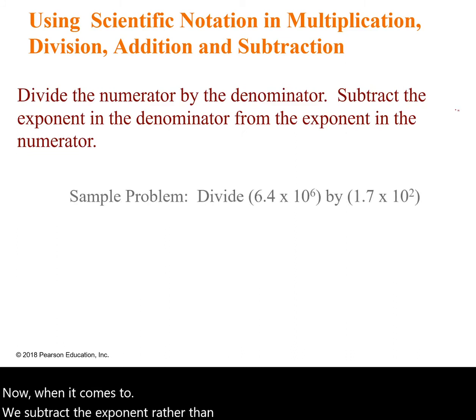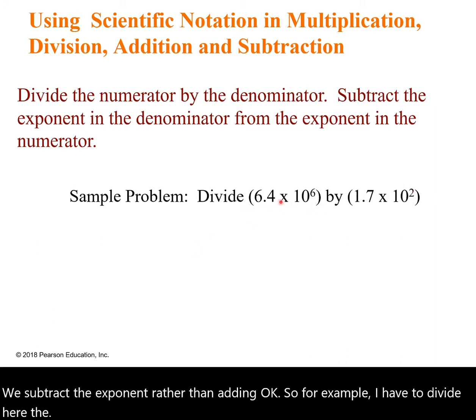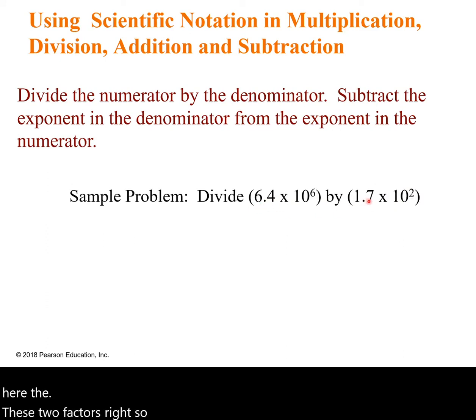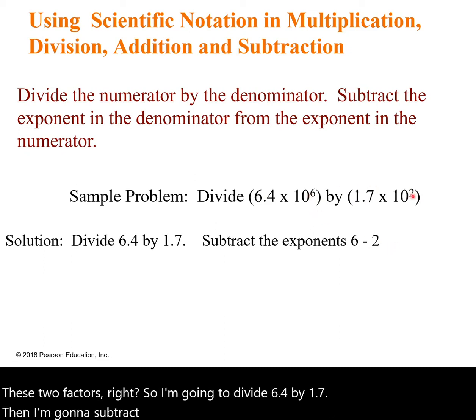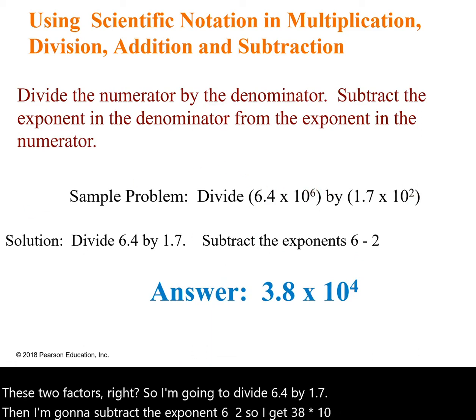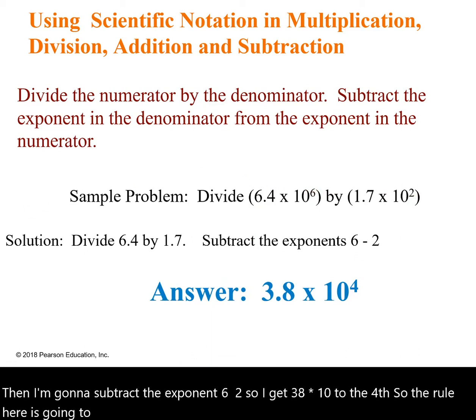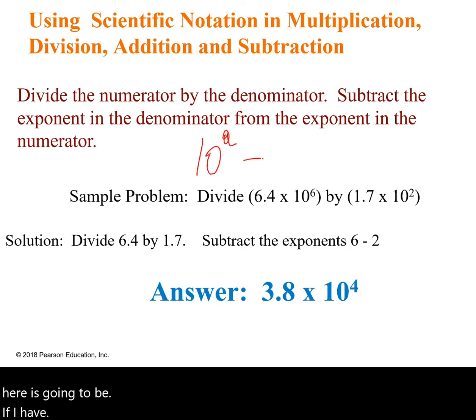Okay? So, for example, I have to divide these two factors, right? So I'm going to divide 6.4 by 1.7. Then I'm going to subtract the exponent, 6 minus 2. So I get 3.8 times 10 to the 4. So the rule here is going to be, if I have 10 to the A divided by 10 to the B, then it will be 10 to the A minus B.